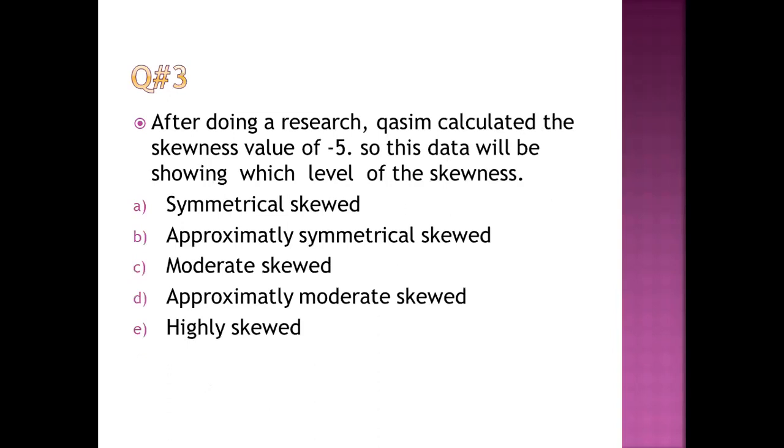Question number 3. After doing the research, Carson calculated the skewness value of -5. So this data will be showing which level of skewness? Symmetrical, approximately symmetrical, moderately skewed, approximately moderately skewed, or highly skewed. The answer is E. We have discussed that if the value of skewness is between -0.5 to +0.5, it will be approximately symmetrical, and if it's between -1 to +1, it's moderately skewed, and if it's less than -1 or more than +1, it will be highly skewed.